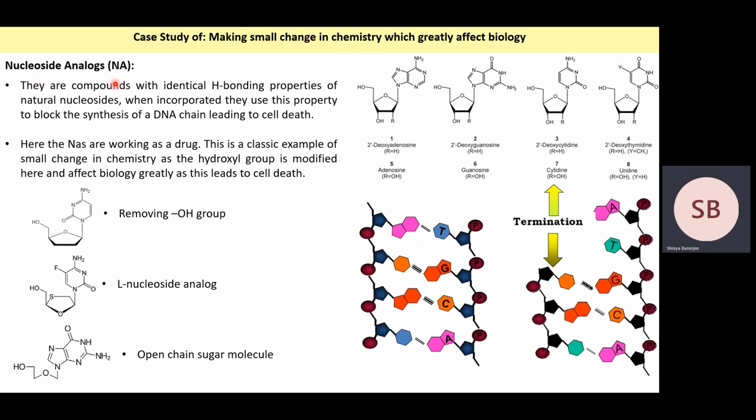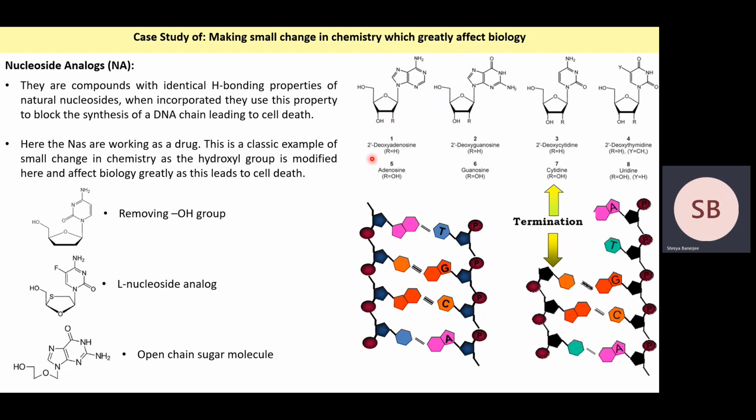Now we will be talking about nucleoside analogues, or NA. This is an example of small change in chemistry which greatly affects biology. So nucleoside analogues are compounds with identical hydrogen bonding properties of natural nucleosides. However, when they are incorporated into a DNA chain, they stop the synthesis or extension of the DNA chain and lead to cell death.